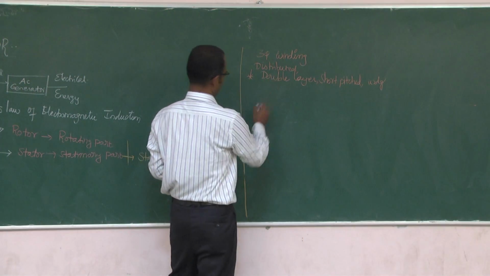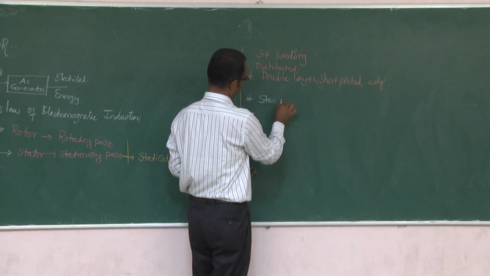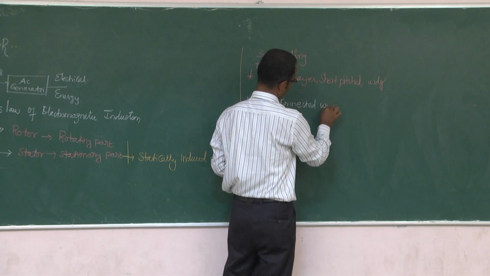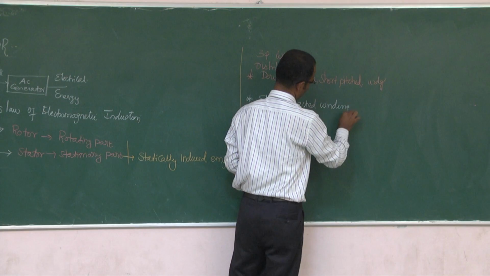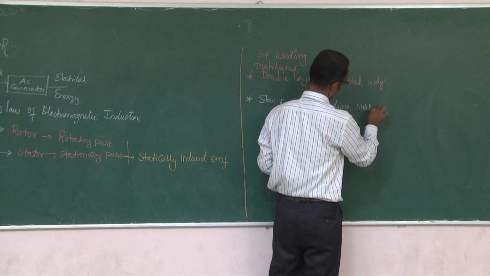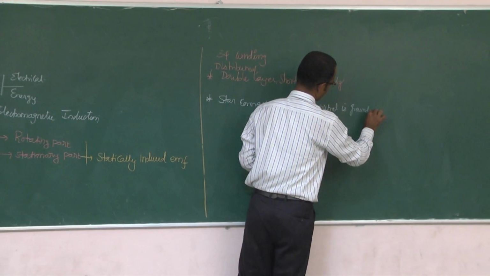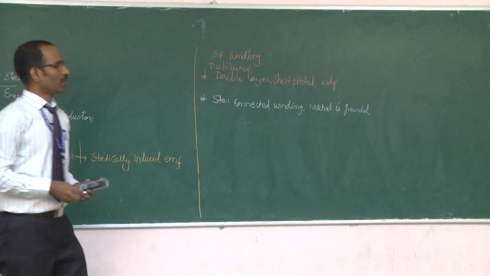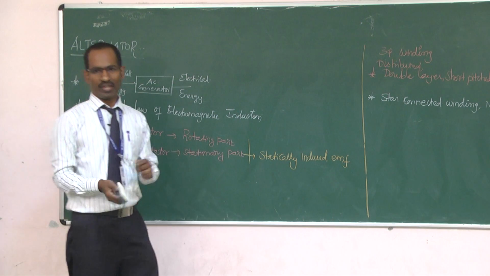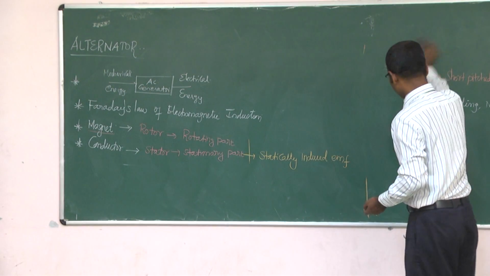As per the three-phase connections, here we are using a star connected winding, with the neutral grounded. So these are the basics about the alternator: why it is called an alternator, what are the different names, and what about the construction of the alternator. Next.